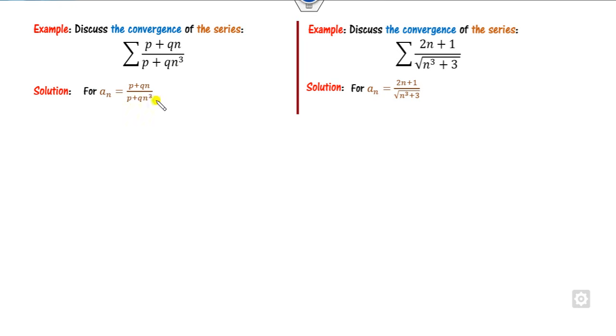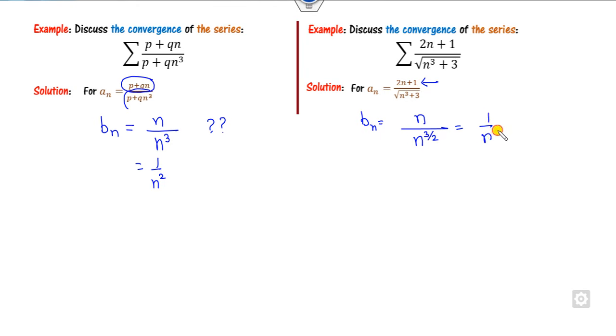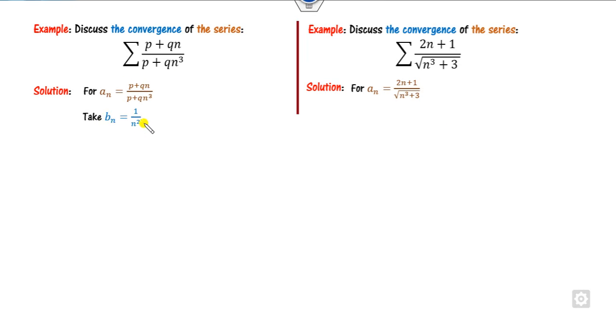So this is my An. Your target is always to find the value of Bn. How do you find the value of Bn? That's very simple. What is the highest power of n in the numerator? That is n. What is the highest power in the denominator? It is n cube. So Bn is my 1 by n square. Look at that. If you take this, what is the highest power of n in the numerator? That is n. What is the highest power of n in the denominator? That is of this. So this is nothing but my Bn. So if you look at this example, Bn is my 1 by n square.